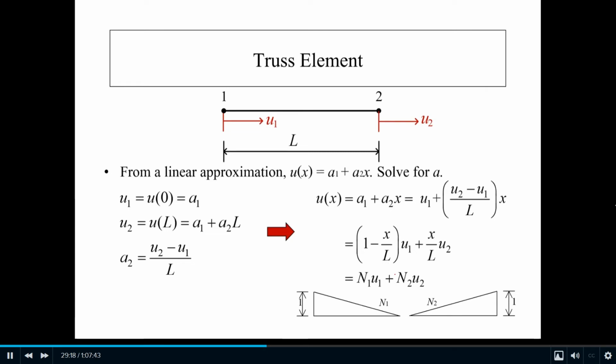Shape function is the function that approximates the field variable, in this case axial displacement, from the nodal solution. For truss problems, the shape function is linear. It means that for this element you have a linear approximation, like this. This is the shape function for truss N1, and this is N2. You're going to see this a lot.